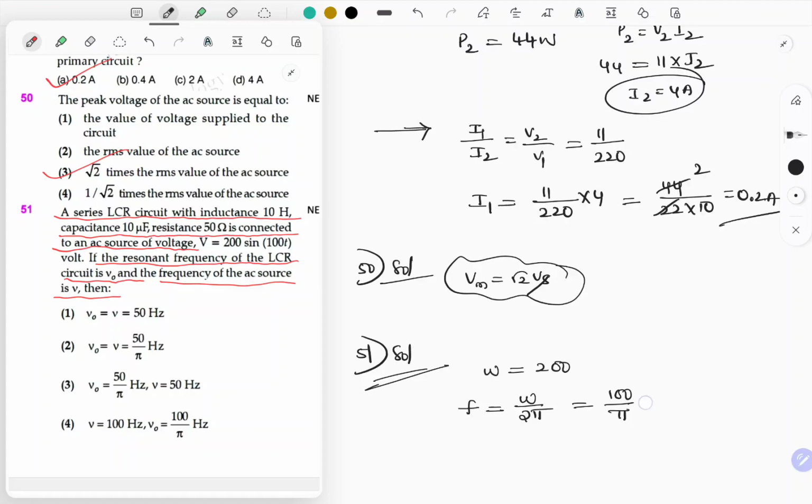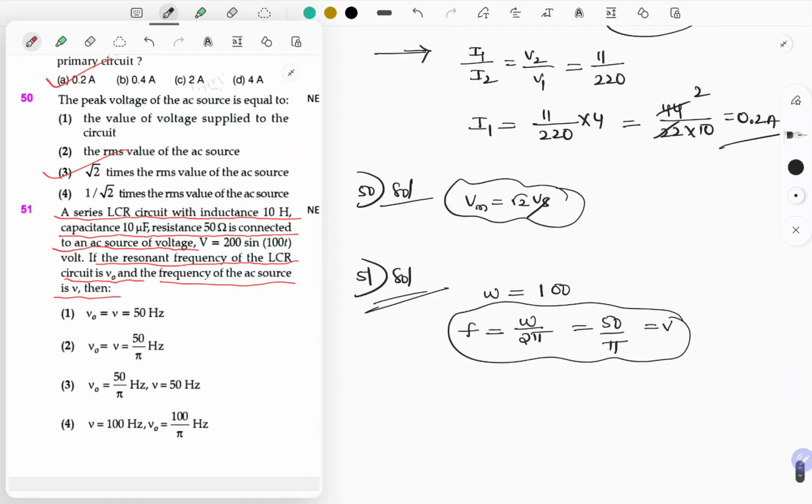Right? This is the source frequency, which is equal to V. Correct? Is it V or VF? It's not 100 by pi, it's 50 by pi, because 200 by 2 pi is there, no? Sorry. So I did mention here only. So it's not 200, it is 100 only. 100 by 2 pi is going to be 50 by pi. So this is equal to which frequency? Frequency of the AC source, that is V. Okay.